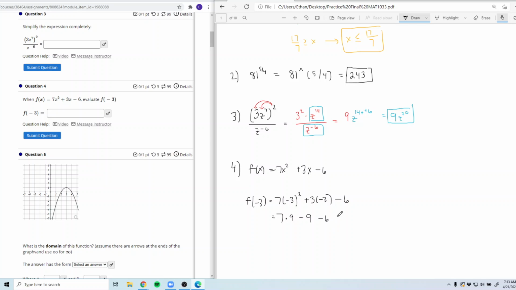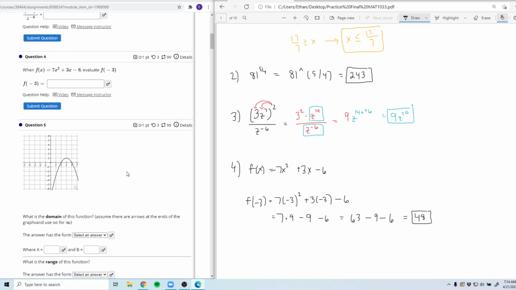And what I would go ahead and do is just simplify the 7 times 9 first, do your order of operations, that is 63. And then minus 9 and minus 6. And now just simplify this all at once. 63 minus 9 minus 6 is just 48. But when you plug in a number to a function, you get out a number. And that's all there is to that.